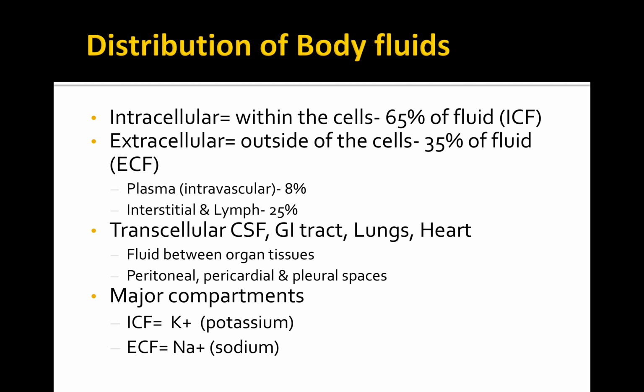Transcellular, which is cerebrospinal fluid, GI tract, lungs, and heart. Transcellular, it's just what it means. It's fluid between the organs and the tissues. It can be in the peritoneum, pericardial, and pleural spaces. Pericardial is going to be around the heart. Pleural spaces is in and about the lung parenchyma. Major compartments, which we will discuss in depth. Here is ICF, intracellular is potassium, ECF, extracellular is sodium, and they need to stay in those compartments. When things go haywire, we have diseases because these two compartments are not maintained.